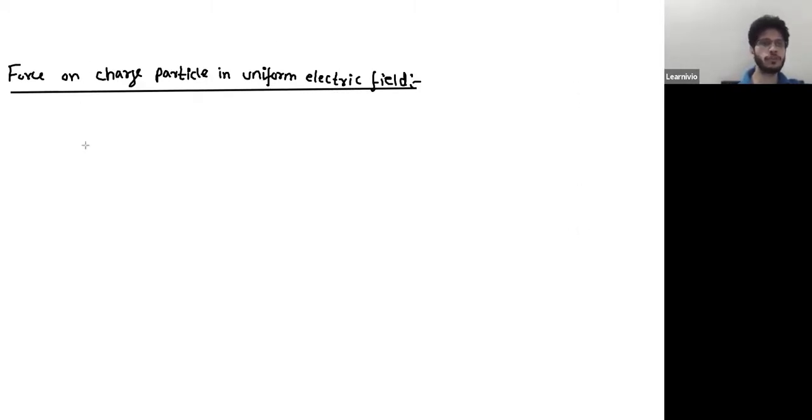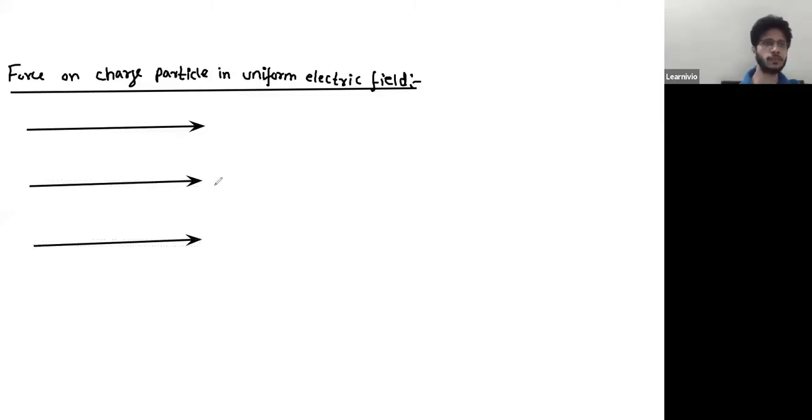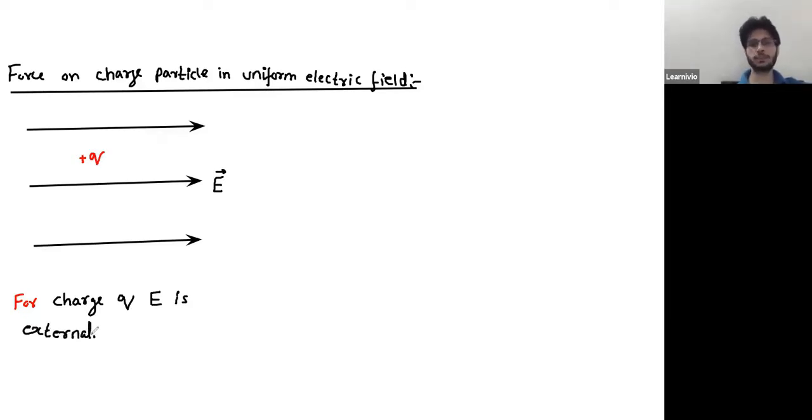So say you have a uniform electric field. It's a uniform field. In this uniform field, let's place a charged particle. Say I place a charged particle plus Q in this field. This field is external. For charge Q, E is an external field, which means this E field is not generated by charge Q.